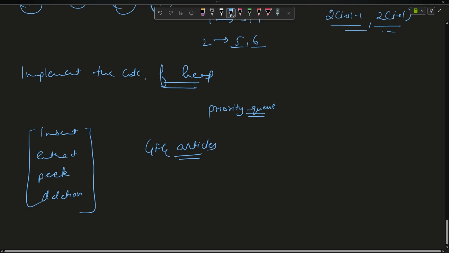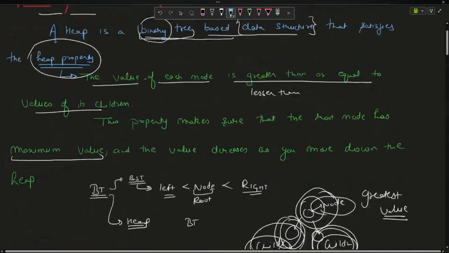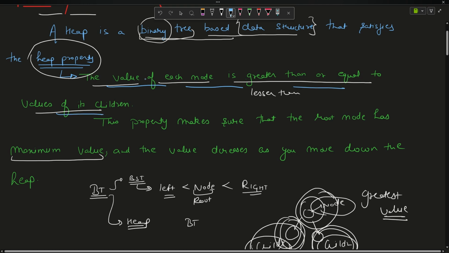So I hope we can end the video here. You're clear with the heap. Just remember at the last that in a heap, the value of each node is greater than or equal to the value of its children. That is simple, right? Greater than or less than, that is your way of how you want to use it, right?